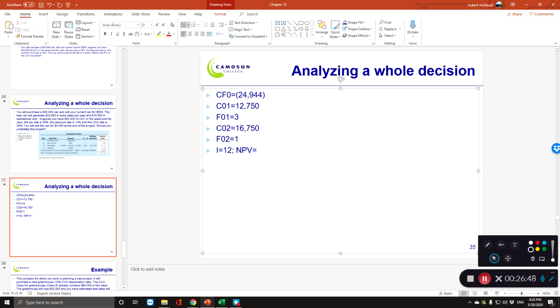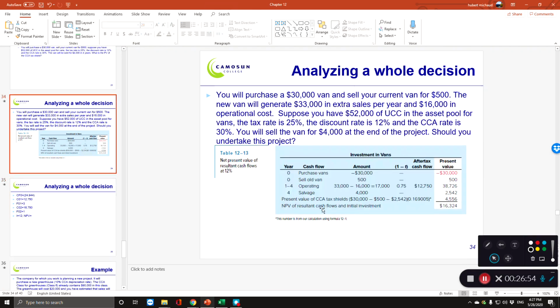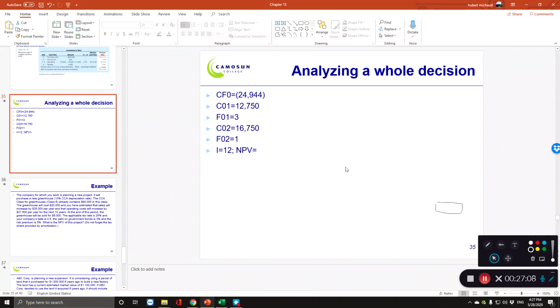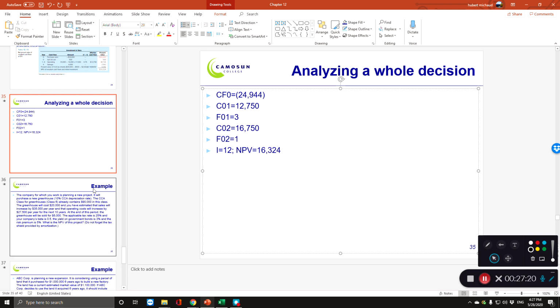I'll just stop the recording as I calculate this. And we should get the answer, which was already here all along, 16,324. I make sure to do all of these with you to make sure that I don't say anything silly. Sometimes I do make little mistakes, so I calculate it at the end to verify I didn't make any mistakes. 16,324 is our NPV.